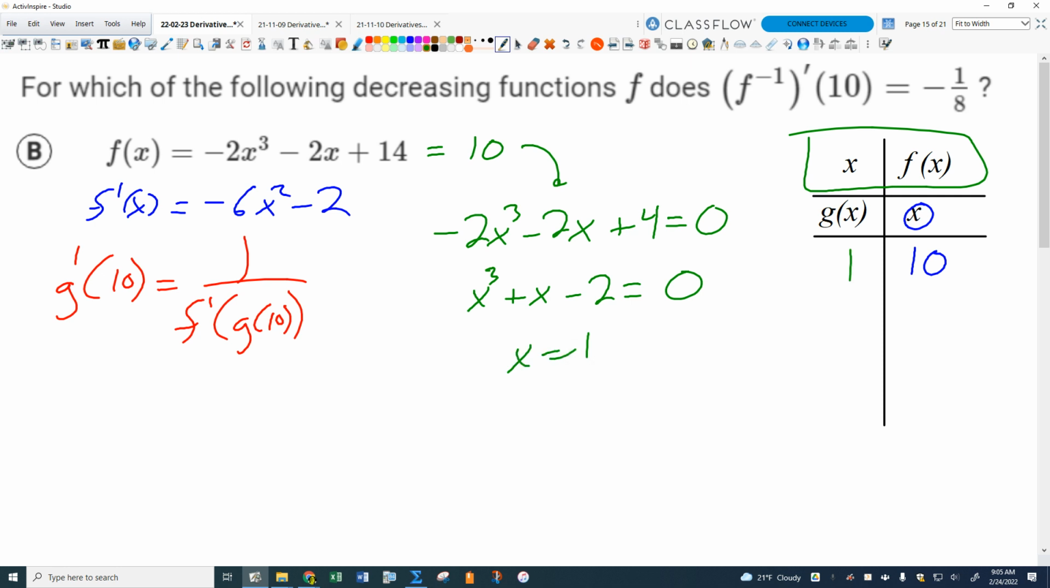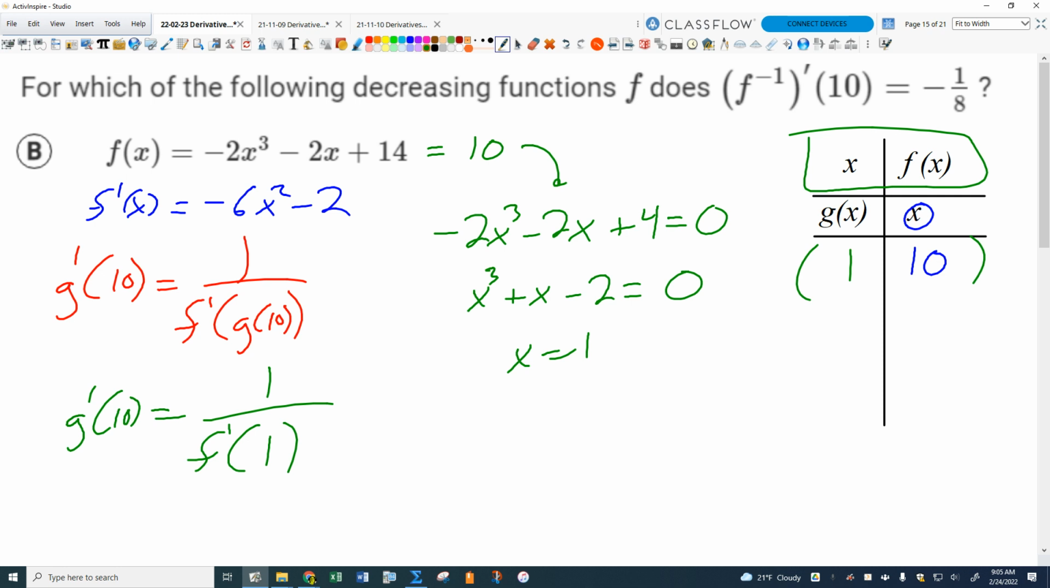So we can put a 1 there, and there's our ordered pair that we're interested in, okay? So when I input a 10, the output of my inverse function is 1. So then this is going to become g prime of 10 is 1 over f prime of g of 10, which is what? 1. Okay, well, there's our inverse function.